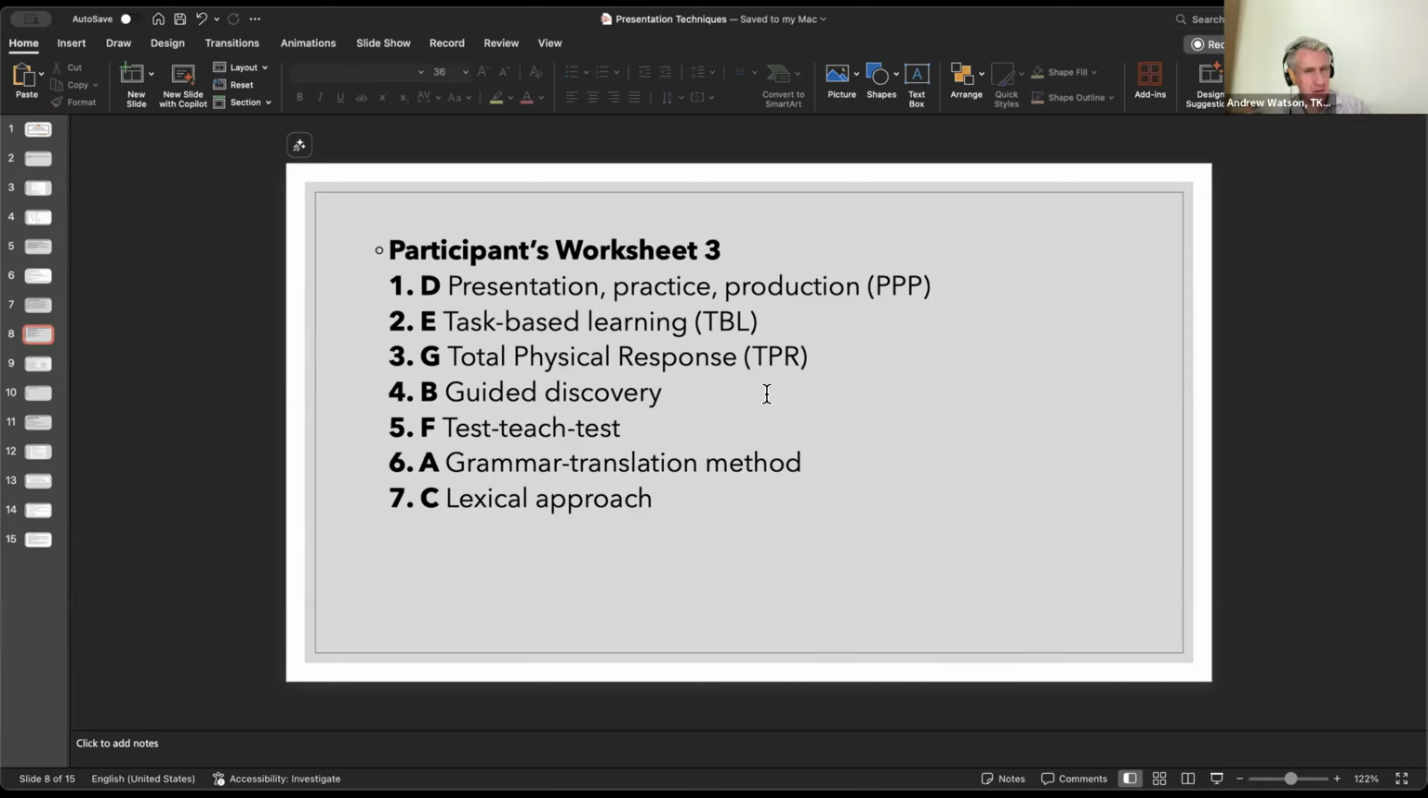That sounds more like presentation, practice, production, because in test, teach, test, the language presentation comes in the middle, because you've got a test at the beginning, right? And then a test at the end to see if the teaching has improved the students' understanding. So with test, teach, test, you're trying to figure out how much they know. Then you do some teaching and then you give them another test. Whereas with PPP, the language presentation is earlier, right at the beginning.